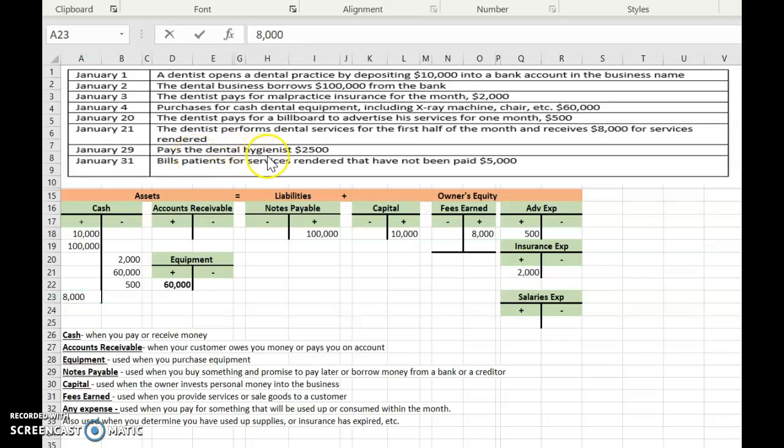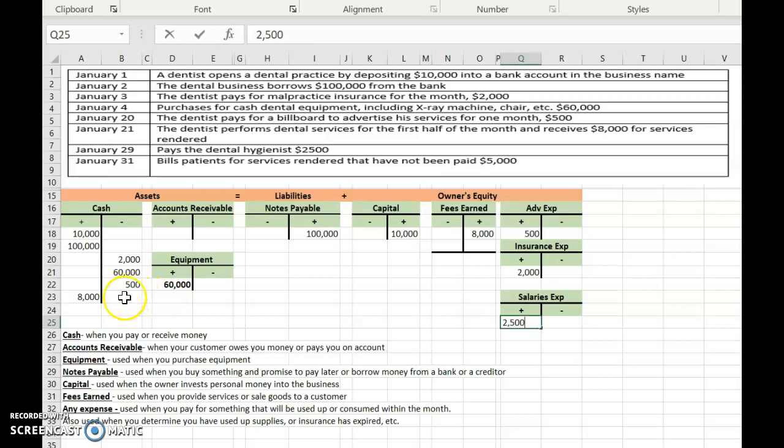Alright, pays the dental hygienist $2,500, so that is going to be salaries. Salaries expense would go up by $2,500, and it's me paying for salaries. This is an expense because we use it when we pay for something that will be used up or consumed within the month.